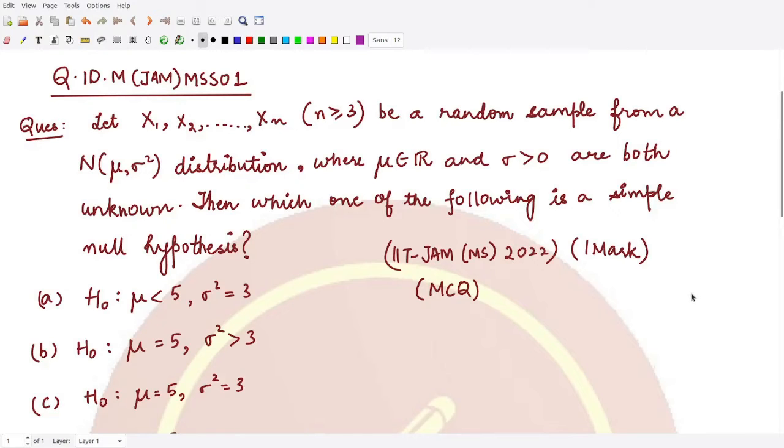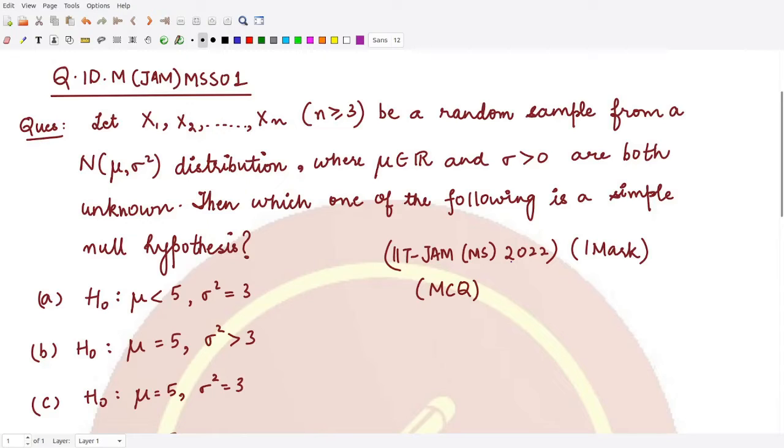In this video, we are going to start with mathematical statistics questions which appeared in IIT-JAM previous year's questions. Right, so here we are with our first question from the year 2022. This is a 1-mark question and it is an MCQ type of question. So if you know a few definitions about statistics and hypothesis testing, then you are through this question. This is as simple as that.